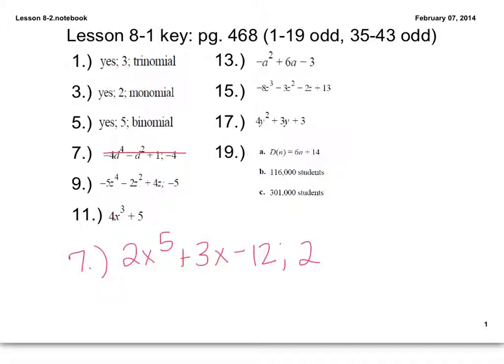Note the answer for number 7 is incorrect. The book actually gave the answer for number 8 and put it with number 7, so it's wrong. So if you checked your answer key on Schoology last night, number 7 is wrong. It should be 2x to the 5th plus 3x minus 12, and your leading coefficient is 2. So take a minute to correct through 19, and then we'll move the screen.